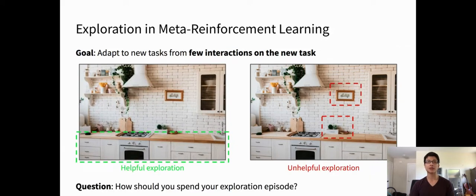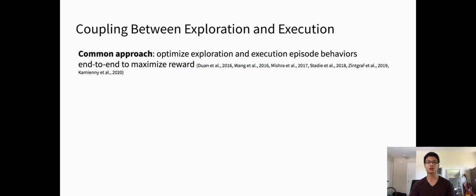Some forms of exploration are really useful. For example, investigating the drawers to find ingredients needed later to cook a meal during execution. Other forms of exploration are not very helpful, such as admiring the decorations on the walls.